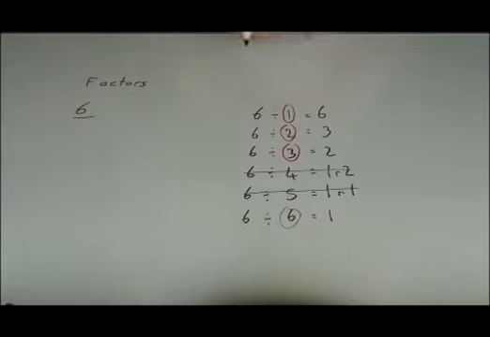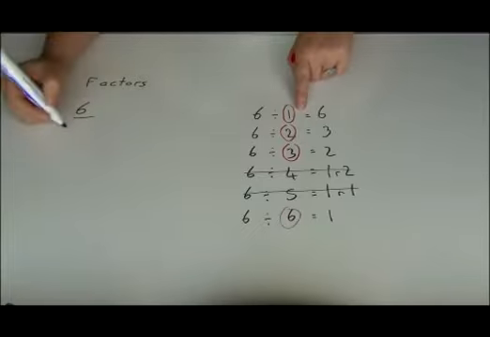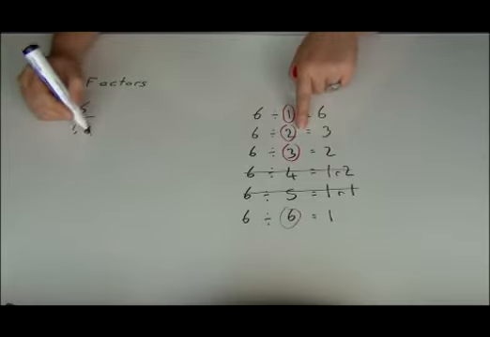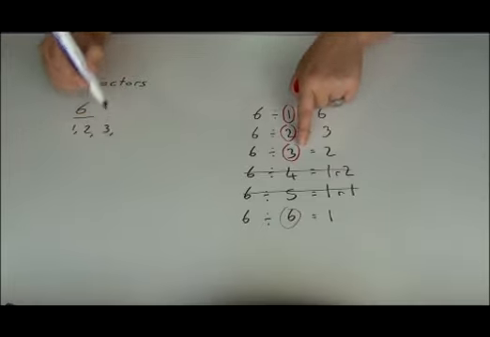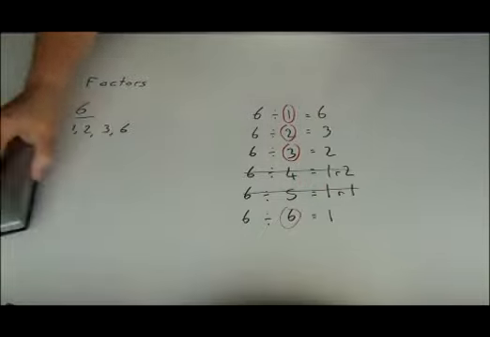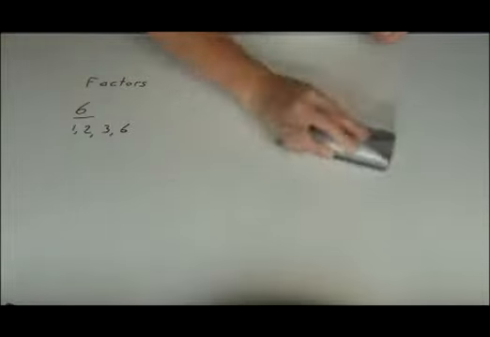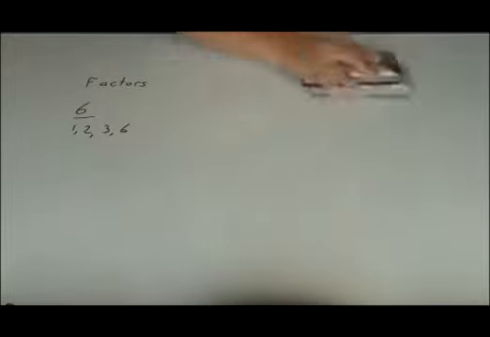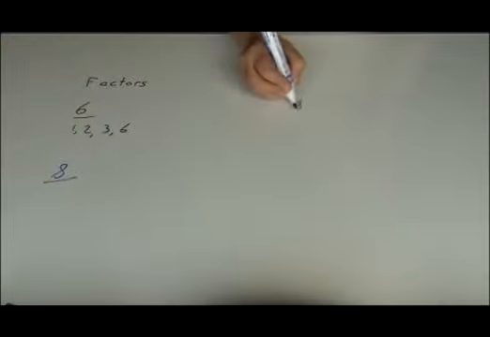So my factors of 6, if I look down my list, are 1, 2, 3 and 6. So let's have another example then. What do you think the factors of 8 would be? Let's do that in a different colour. Well, let's work it out.